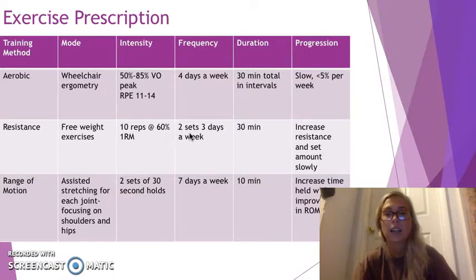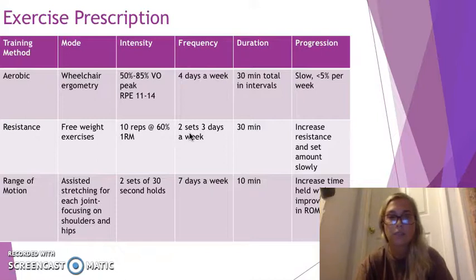The resistance, free weight exercises, because he is going to have trouble with his joints. So free weights do help to improve his joint function. About 10 reps at 60% of his 1 RM to start. 2 sets, 3 days a week, 30 minutes total, and increase the resistance and sets slowly, so he'll eventually work up to maybe 3 sets.